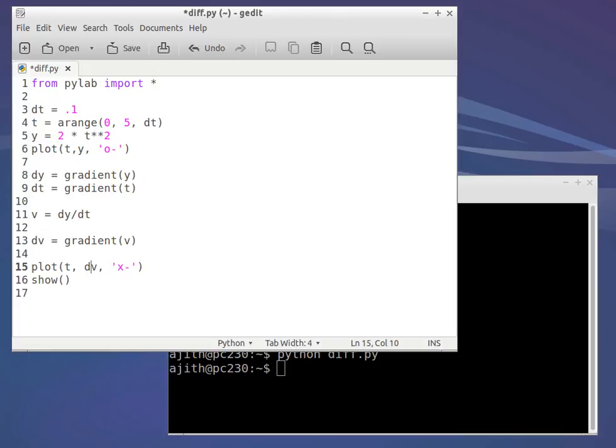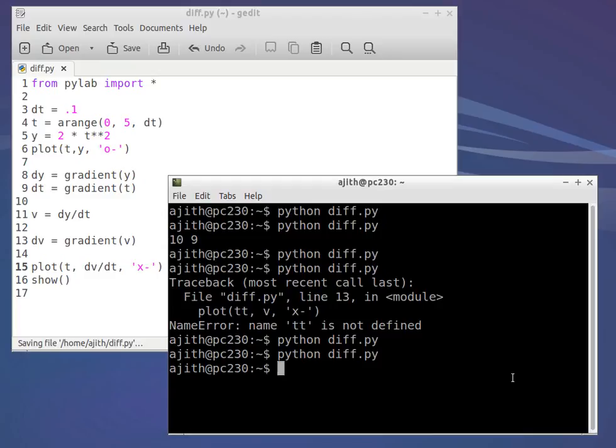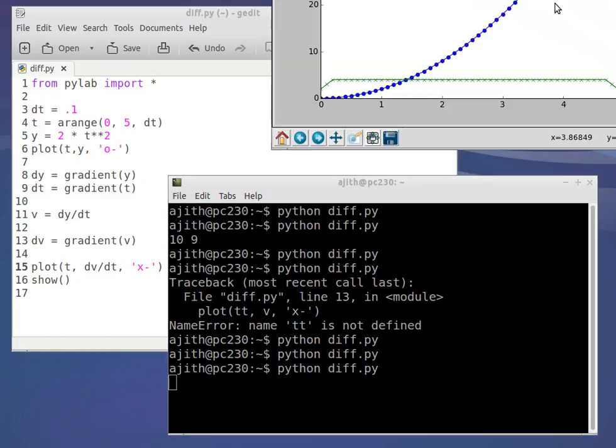And we just plot dv. This dt line is not really required, but let us put it. So dv by dt, let us put it here, and again plot it.